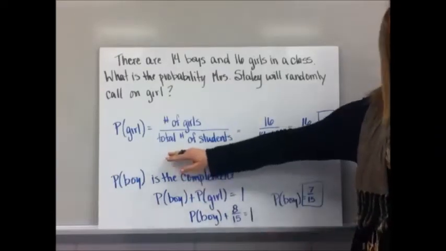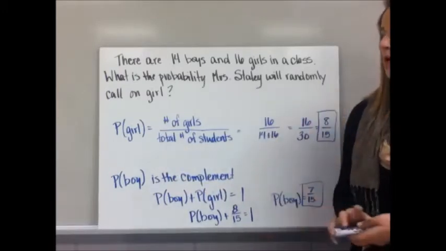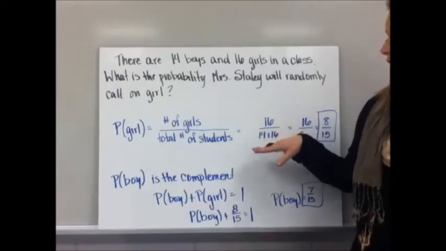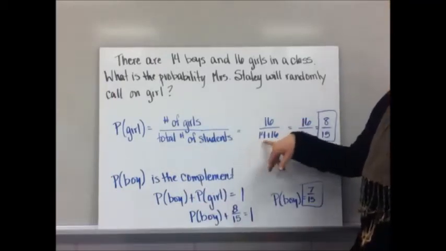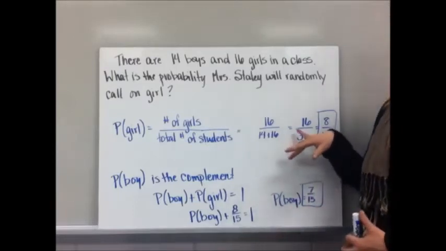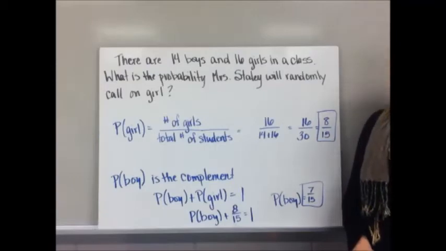Notice I didn't say number of girls to boys. It is compared to the number of equally likely outcomes. So there's 16 girls. To find the total number of students, I add girls and boys because they are complementary events. It's either one or the other. So that's 16 out of 30, which reduces to 8 over 15.